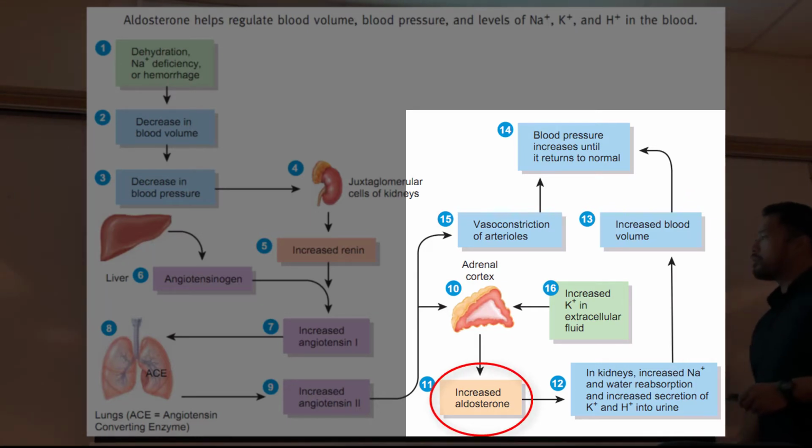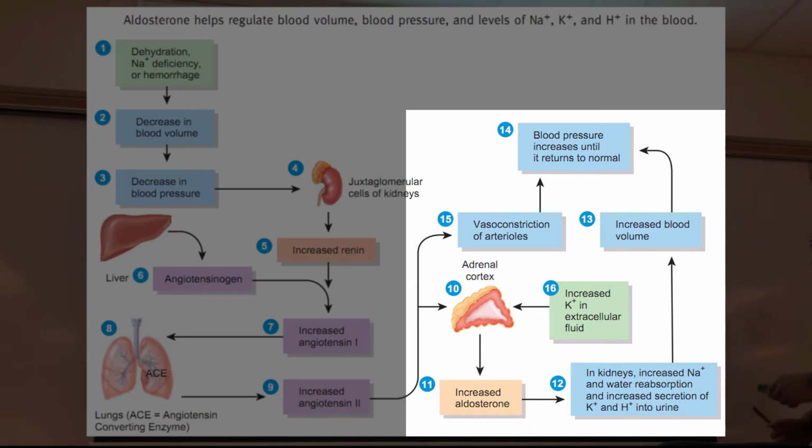So what does aldosterone do? It comes in and increases. It does the exact opposite of what we needed. We had low H2O and low sodium. So it's going to then retain our salt, retain sodium, retain water, and then also eliminate excess potassium, as well as hydrogen ions.